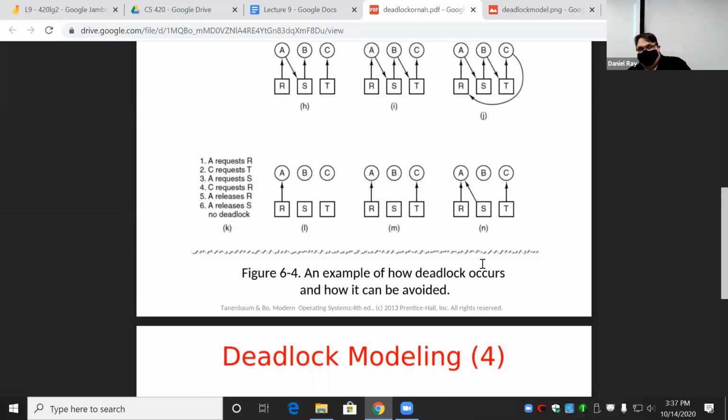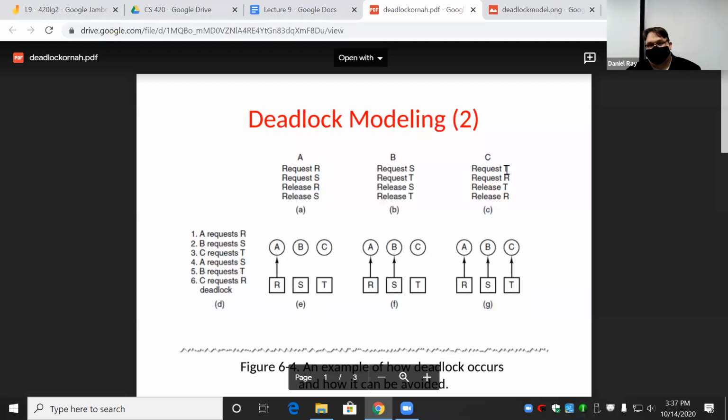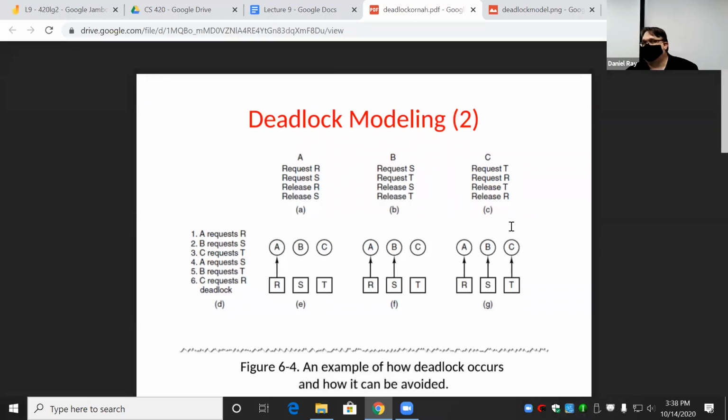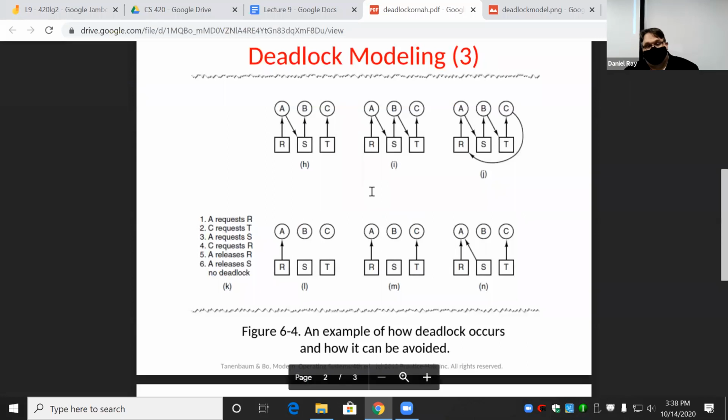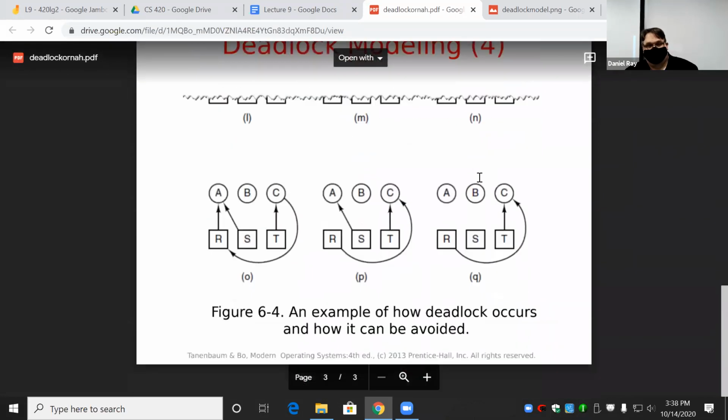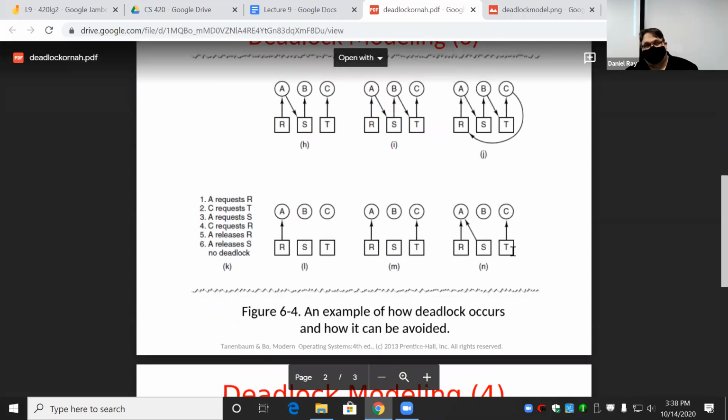Here's the same processes, same series of operations, different order. A requests R, gets it. C requests T. Notice, we're not breaking anything. C is going to request T first anyway, right? These programs are running in this order both times, okay? The only thing that changes is the order that the programs run on the processor, okay? And when they get interrupted. So C requests T and gets it.